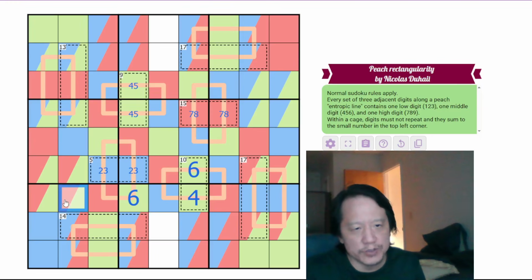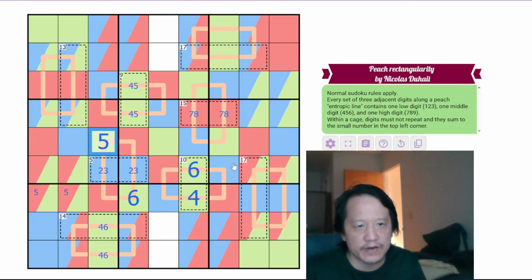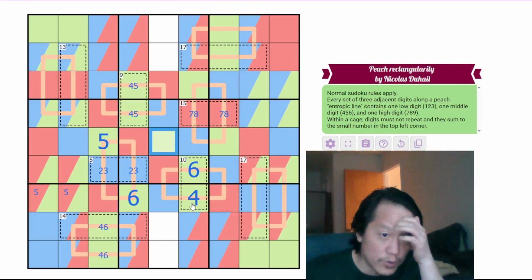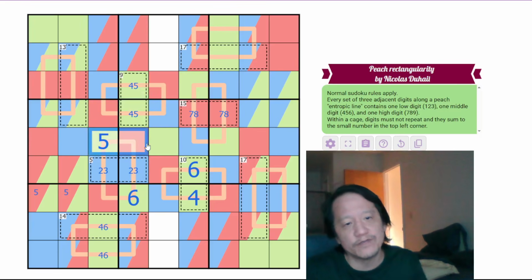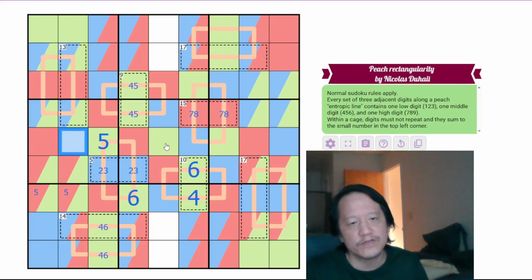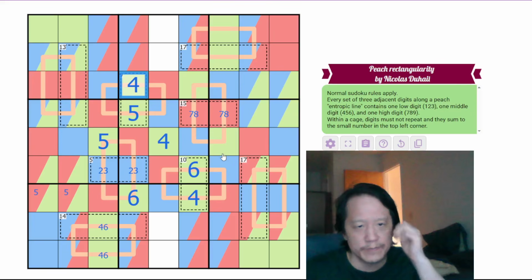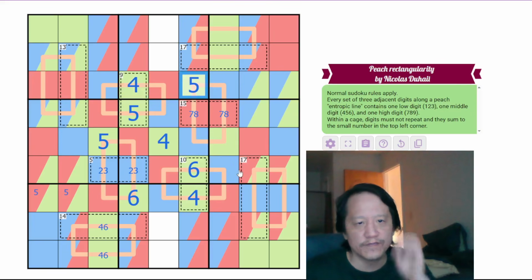We do know one of these has to be a 5. This must be a 4-6 pair then, which makes this a 5. So this cannot be 5 anymore here. It would only be 4 or 5 anyways. And this can't be 5 because of 6 in the box. So 5 eliminates 5 there. So it's 4, which makes this 5, which makes that 4. This is 4, 6, and 5 there.